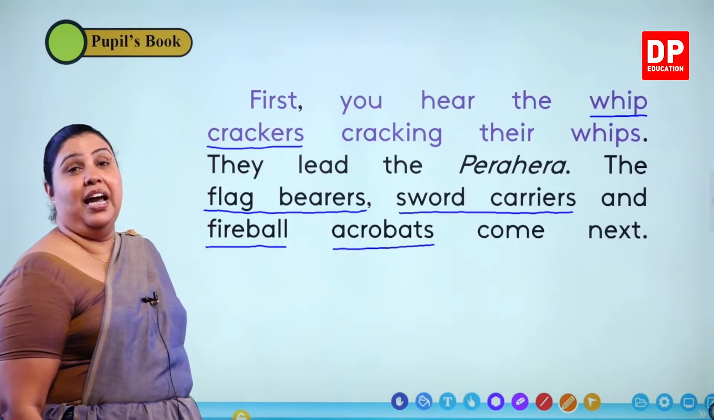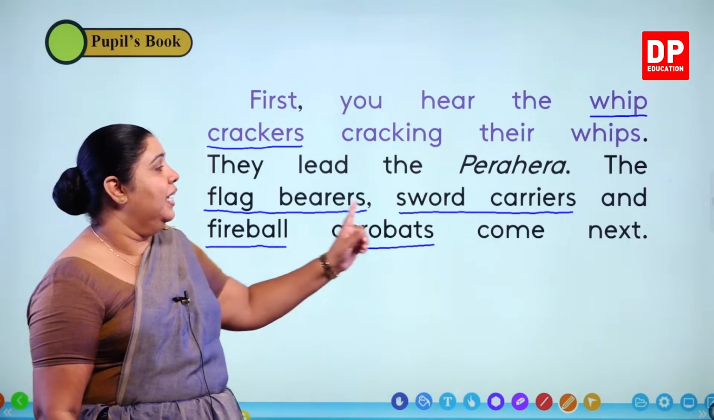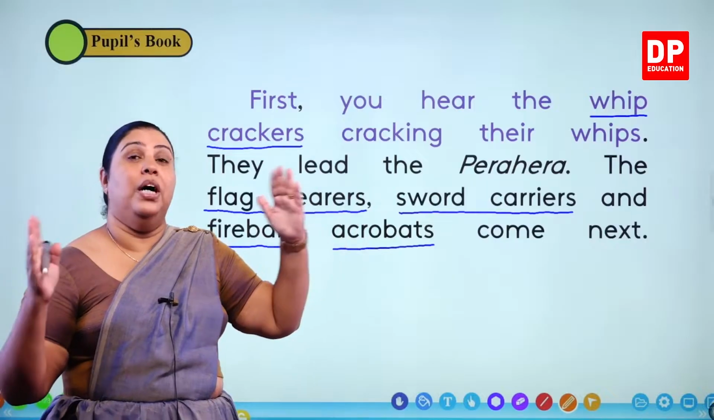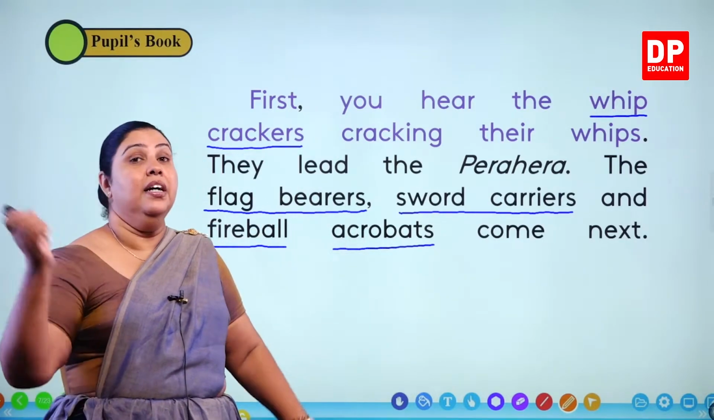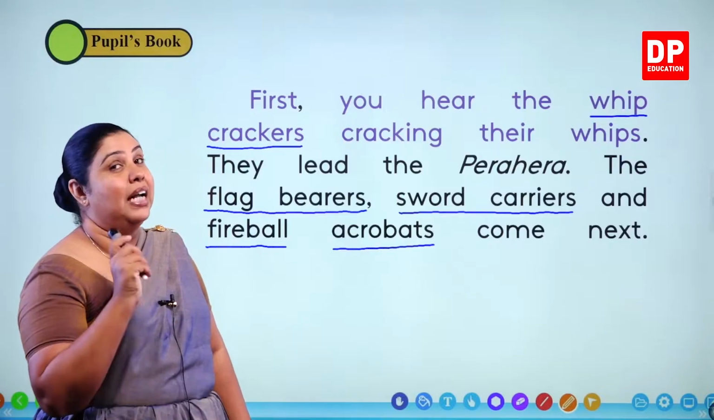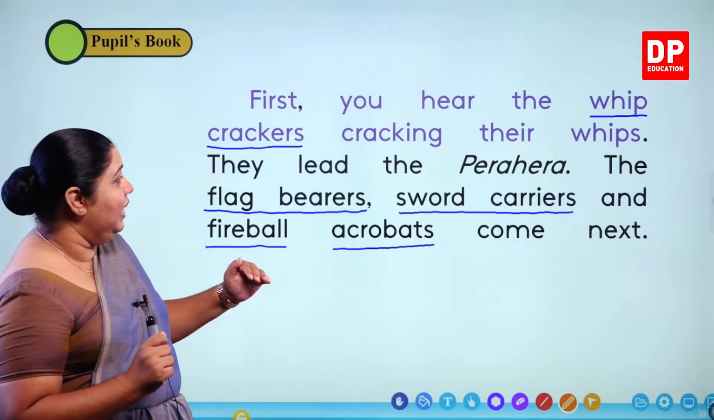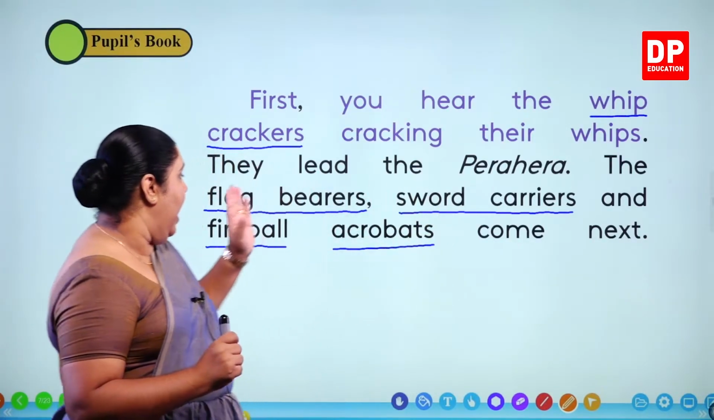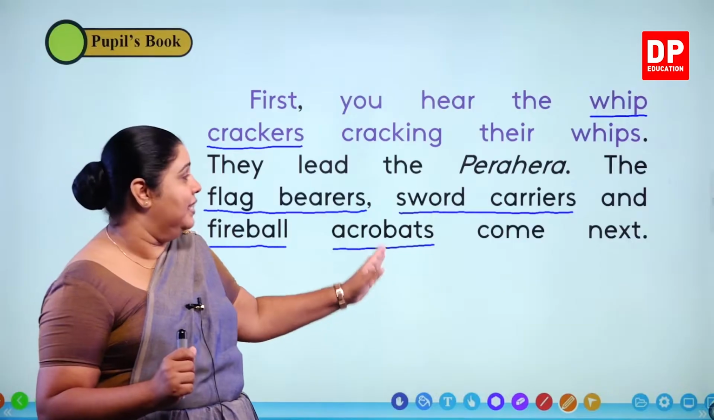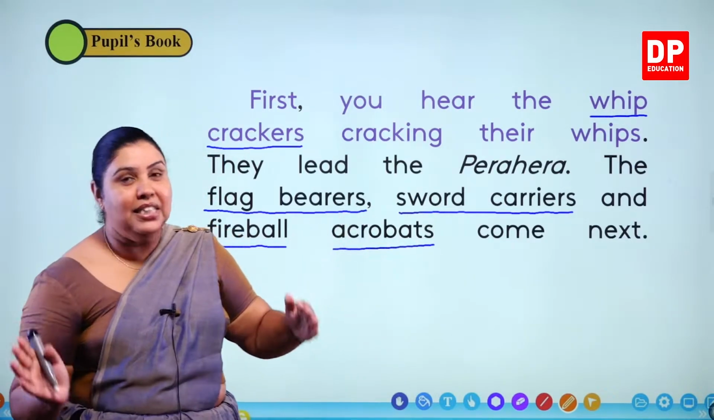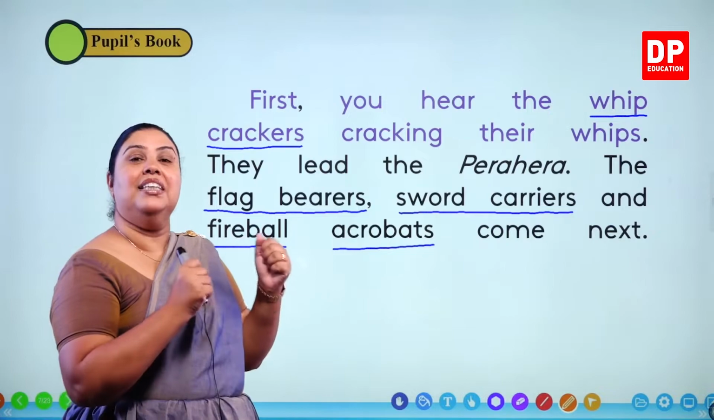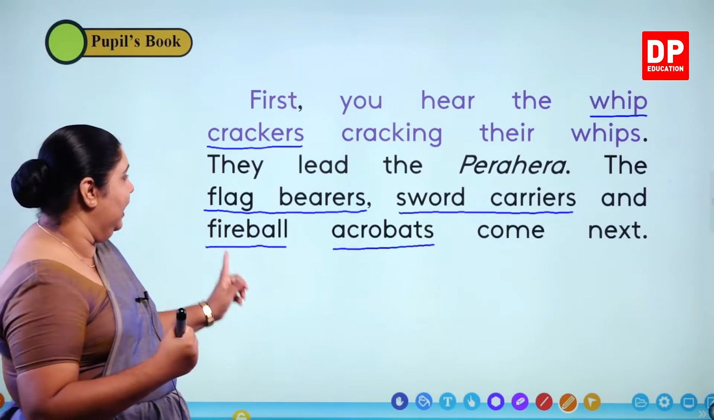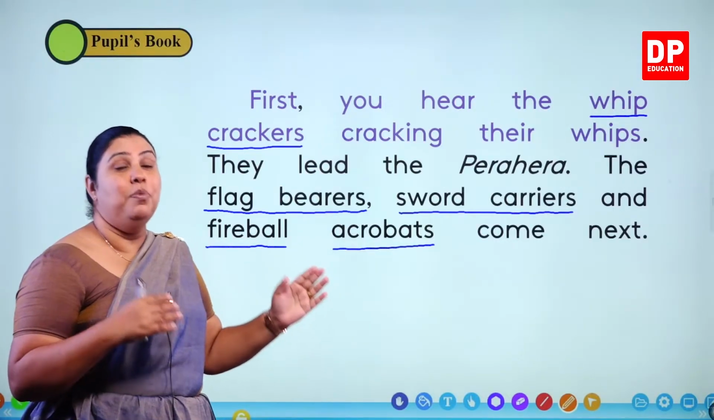Fireball acrobats come next. Now who comes first? Tell me, who are the people who come first? The whip crackers. Then come the flag bearers, the sword carriers, and the fireball acrobats come next. Fireball acrobats.